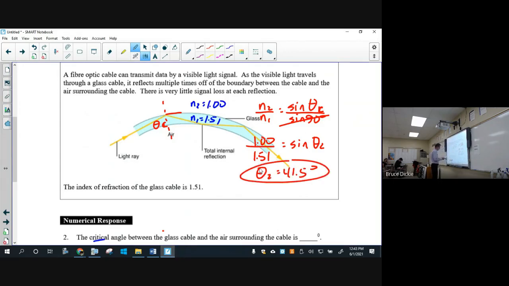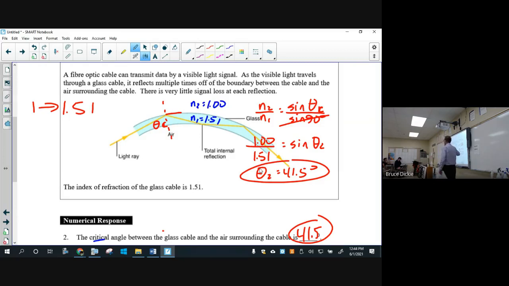41.5 degrees. Yeah, we just express it as 3 digits, not scientific notation. 41.5 degrees. You guys remember we talked about this when we went through the diamond and how the diamond reflected light. We said the bigger the difference in indices of refraction, like here the difference is 0.51, we're going from 1 to 1.51. The difference is 0.51. The bigger the difference in index of refraction, the smaller the critical angle.